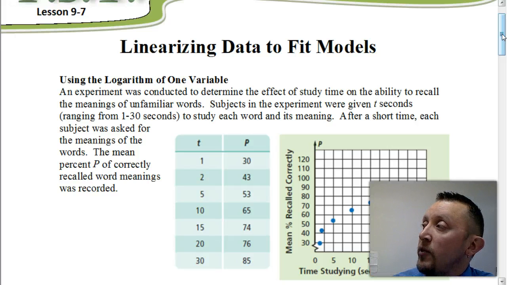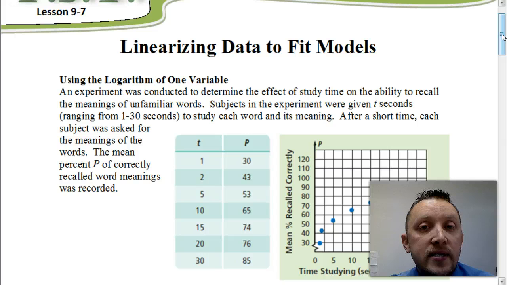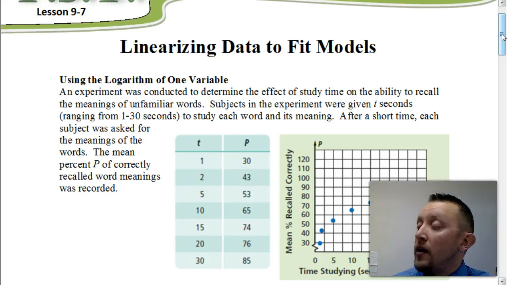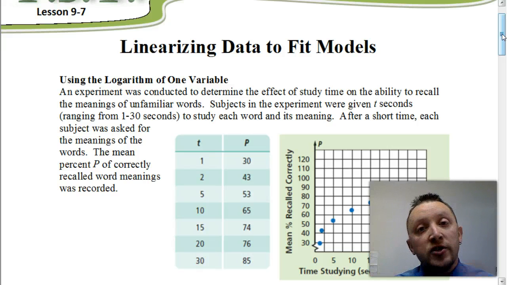Now we can see from this table here that when people were only given 1 second to memorize each word and its meaning, they were only able to recall 30% of those words and their definitions. Where people that were given as long as 30 seconds to look at each word and its meaning were able to recall 85% of those words and their meanings. You can also see from the graph, which is hidden right now behind this image of me, that if you were to graph that data, it would be along a logarithmic curve.